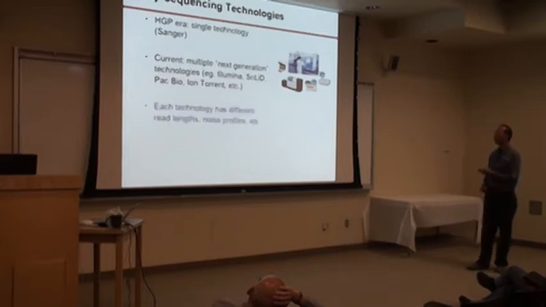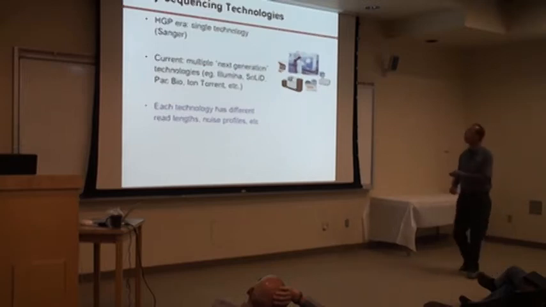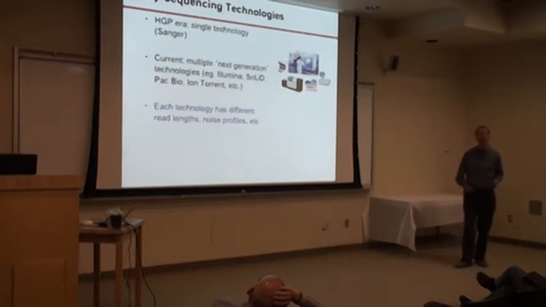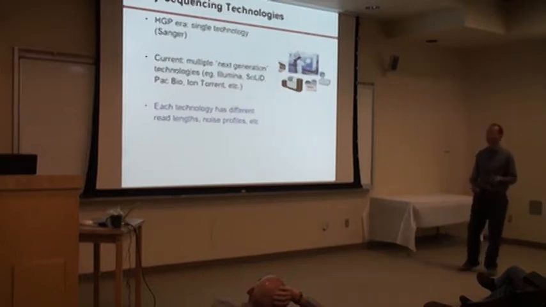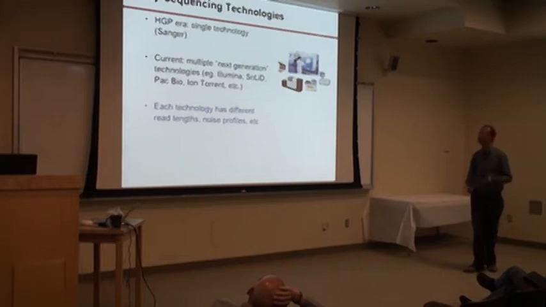Now, each technology is kind of different because they have different read lengths. For example, Illumina specializes in short reads. The story was of the order of 30, 40 nucleotide reads. Nowadays, they're going up to 100 to 200. PacBio is actually a company down the street here. That's one thing good about this area, is that there are many companies down the street.